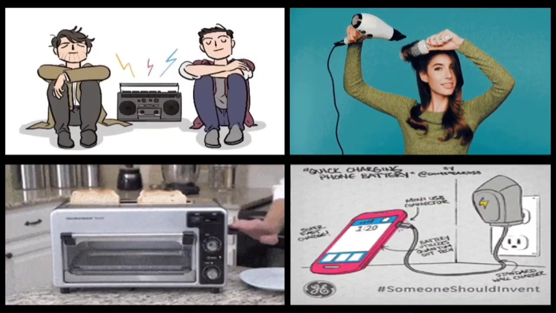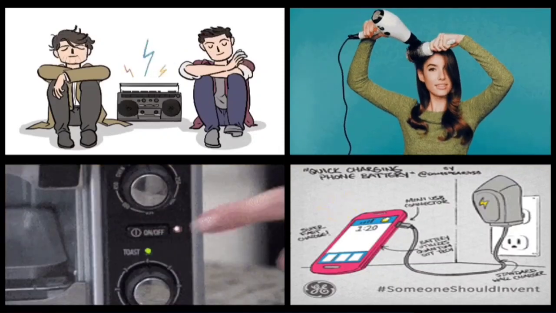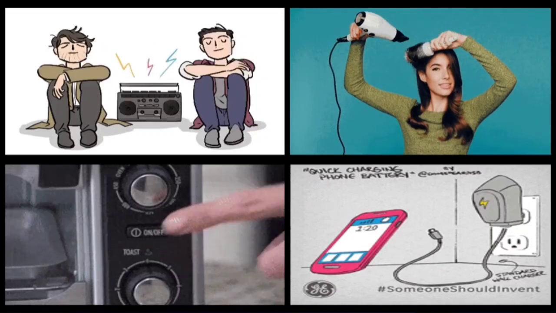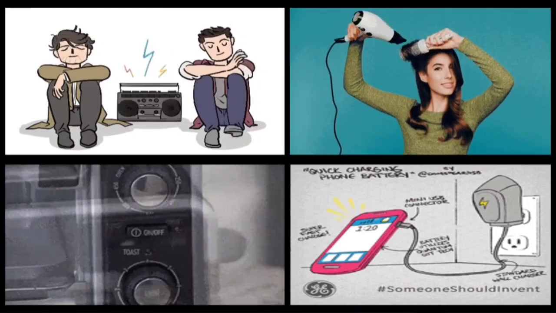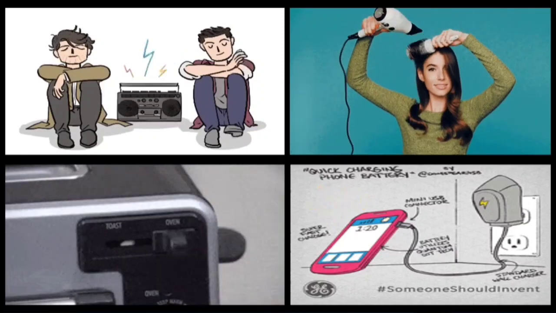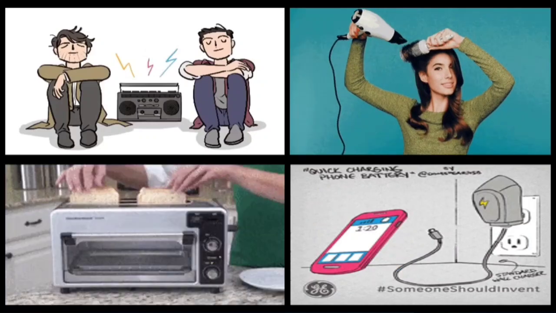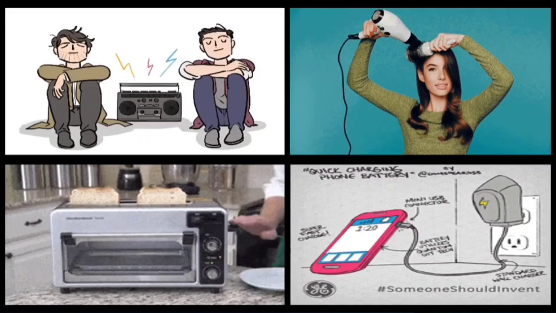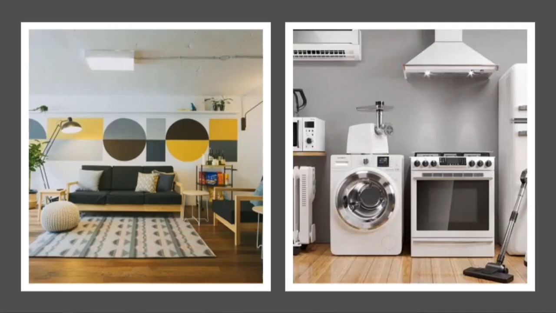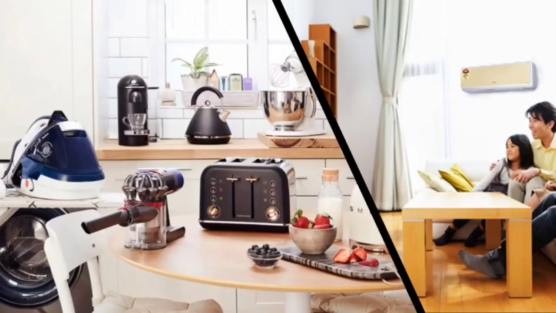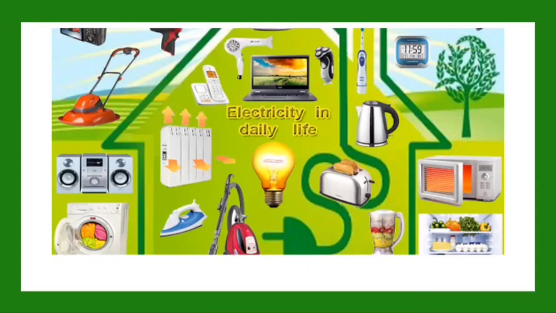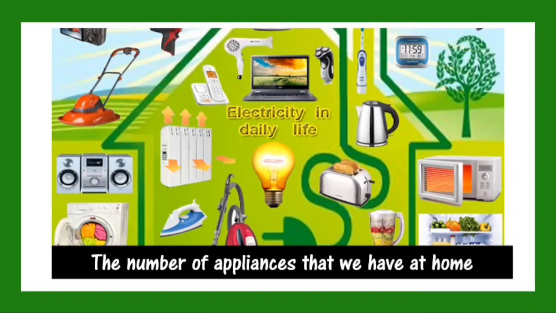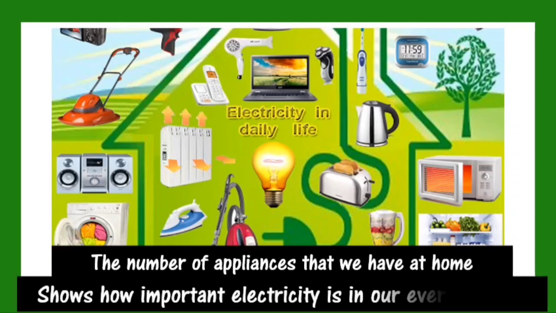Look at this picture. What do they do? Yes, the people in the picture are using devices that are powered by what you call electricity that flows through the wires. Many objects that we use in our everyday routines are powered by electricity. From radios, computers, laptops, cell phones, hair dryers, lamps, air conditioning units, to washing machines, all are powered by electricity. Just simply look around your house. How many appliances do you have? How many are currently plugged into your outlets? Most households have several devices. They make use of electricity. The number of appliances that we have at home shows how important electricity is in our everyday living.